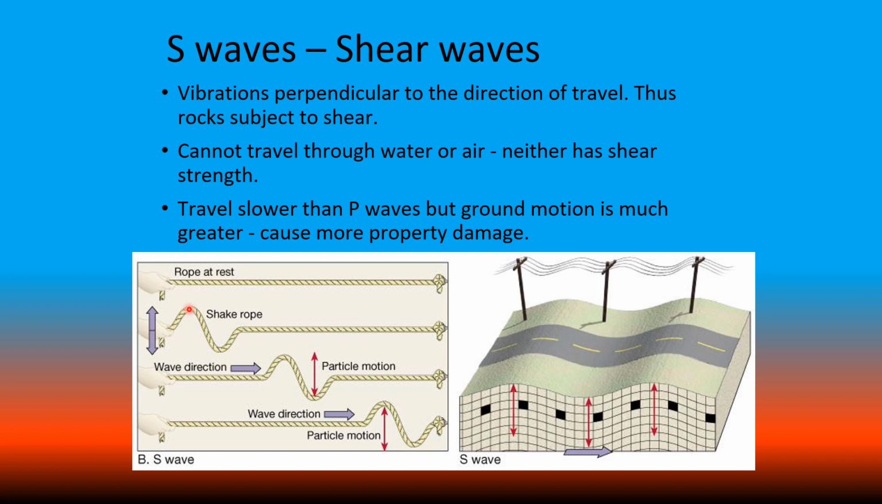So the particle motion here is up and down. Right? Up and down. But the wave direction is this way. So hopefully that makes sense. And this is what that would look like. And this is the ground moving up and down, up and down, up and down. And the wave is propagating to the right. And this causes much more property damage, okay? Because the ground motion in this case is much more dramatic. And these are slower than the P waves, so they show up later.